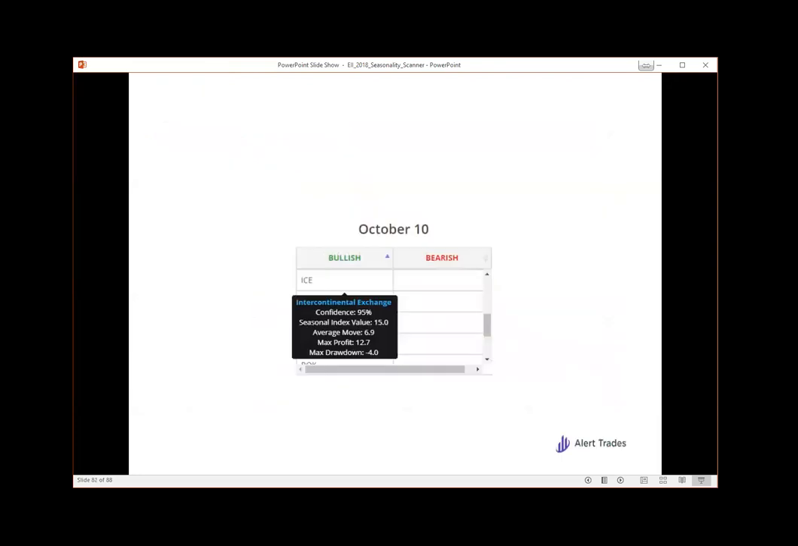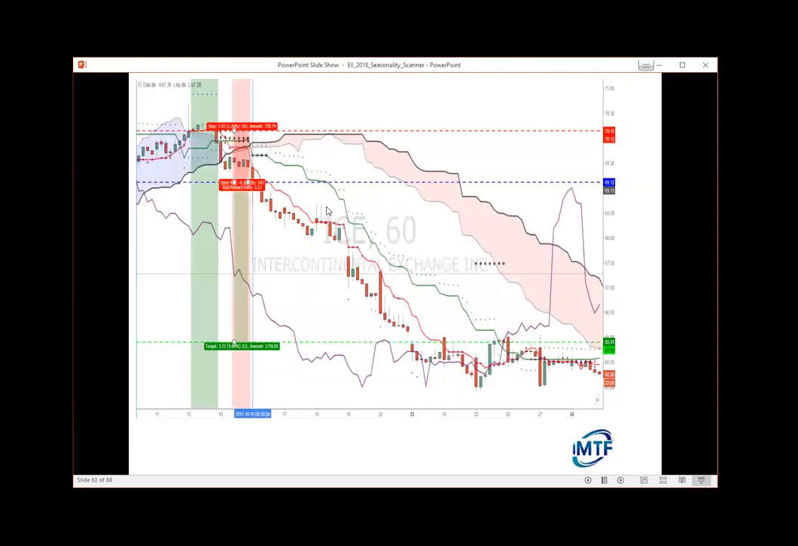And ICE is another one, Intercontinental Exchange, with SIV of 15, max drawdown of 4. Middle of the month there. Again, set up bearish here, a breakout trade. Again, over a 3-to-1. Consistently, you're seeing trades that are around 3-to-1 reward to risk or higher.